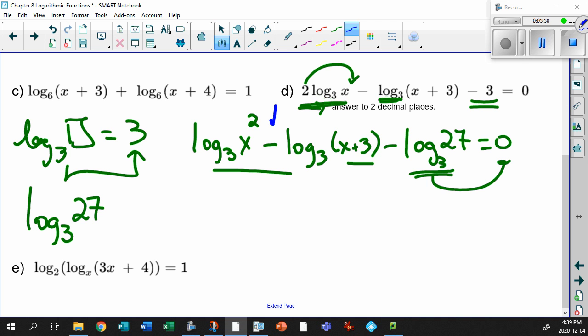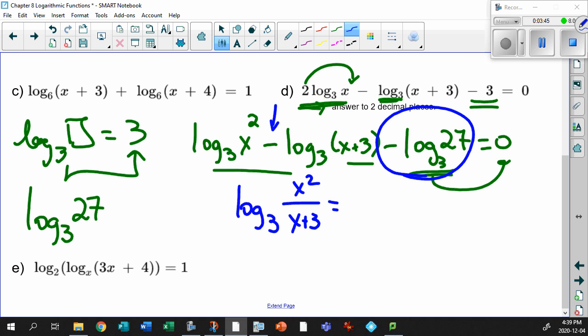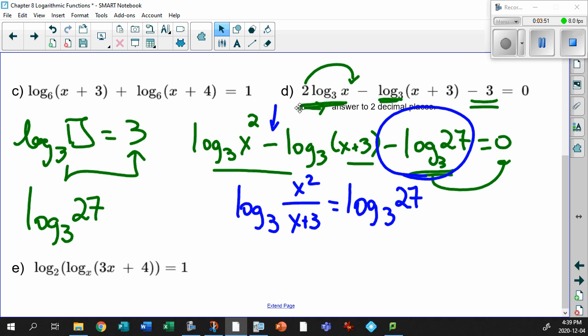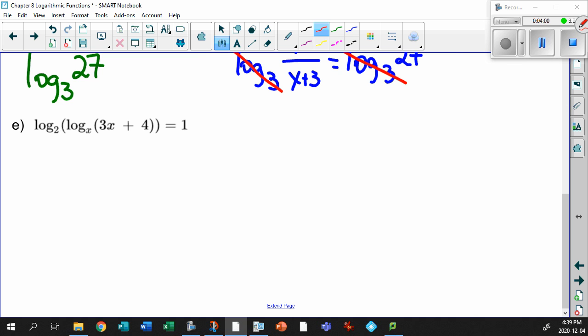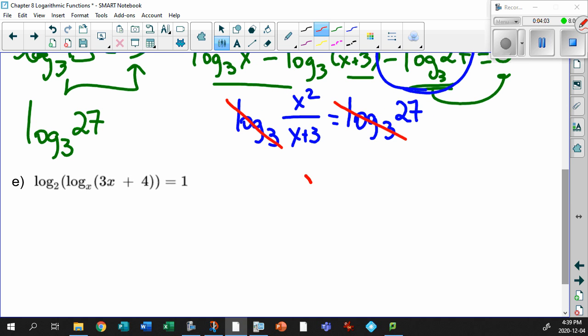First things first, though, it's subtraction. So you know that we can divide these things. So we got log base 3 of x squared over x plus 3. And we're bringing this guy over. And look what happens. We get rid of that negative sign, giving you log base 3 of 27. Oh, how pretty. Check this out. The log base 3's can cancel. Oh, that just makes things so much nicer, doesn't it? Okay, so here we go. We're left with x squared over x plus 3 equals 27 over 1. Our favorite little thing to do is cross multiply.